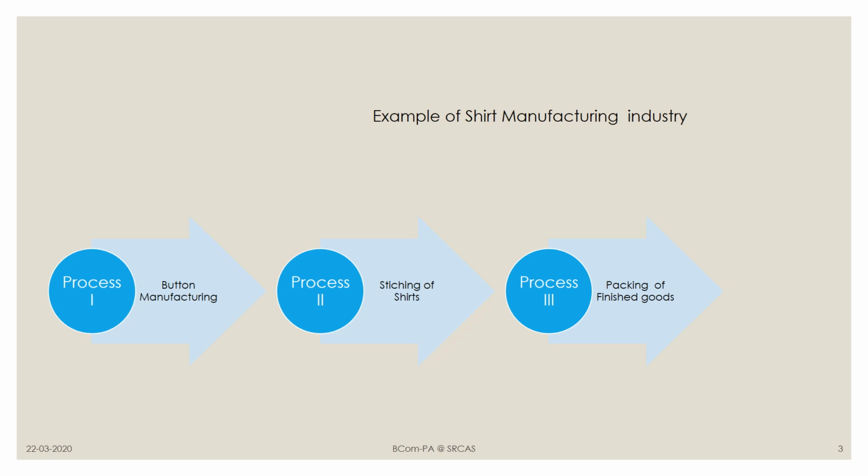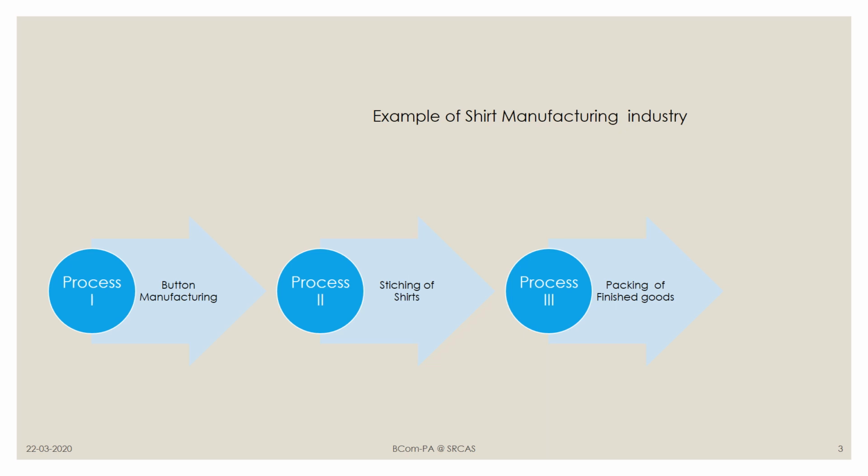Let us take an example for a shirt manufacturing industry. If you're going to stitch a shirt from a tailor, he will do everything himself. The button, the stitching, the packing, everything will be done by him. Whereas in a big industry, in process one, they will be manufacturing the buttons. So the raw material which is needed for making the buttons will be the expenses, and the labor who is making the buttons is direct labor.